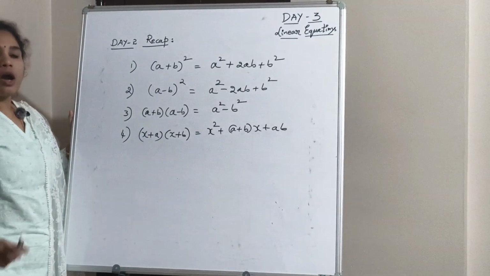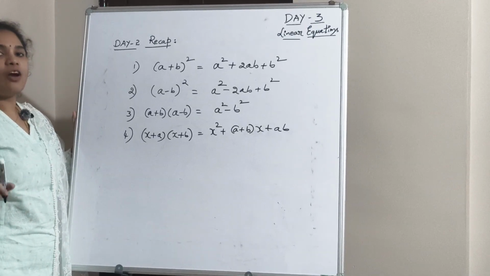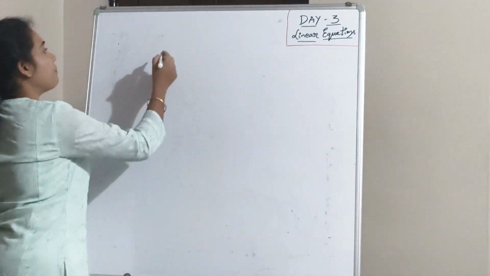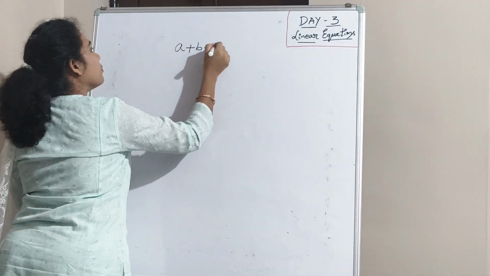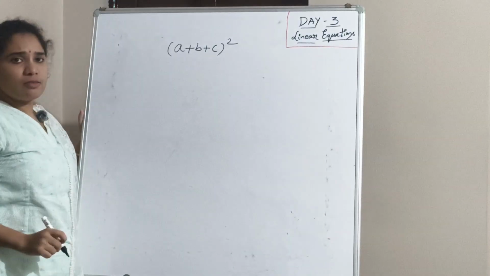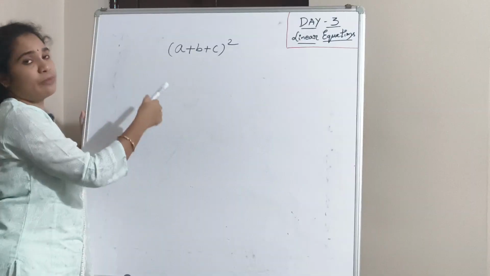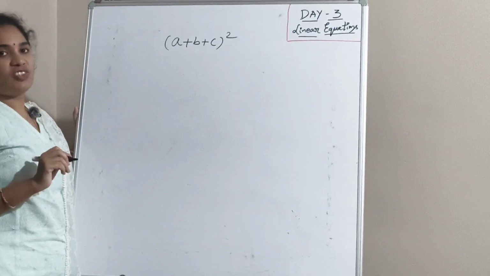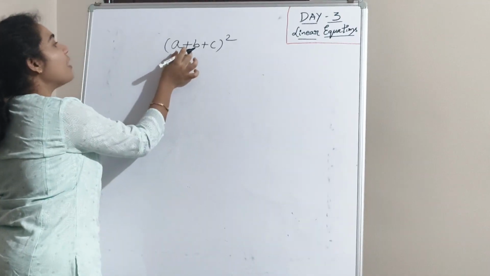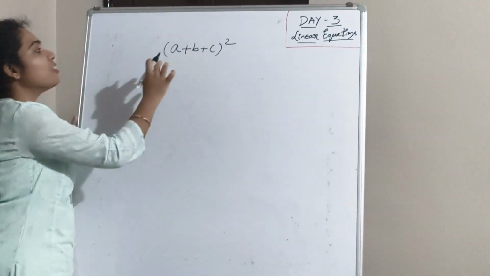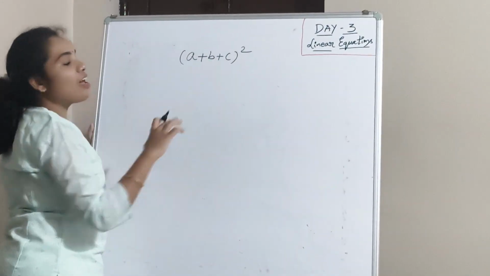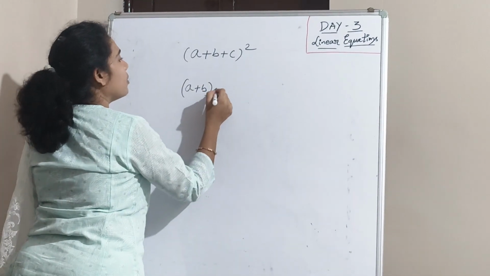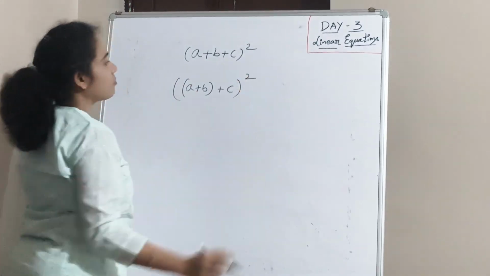So today we'll do another identity, that is (a plus b plus c) whole square. How do we expand this? We don't have a direct identity for this because here there are 3 terms in the brackets. So now we'll apply a simple trick. We'll combine this a plus b together, and consider a plus b as one term and c as another term. So I will write it as ((a plus b) plus c) whole square.